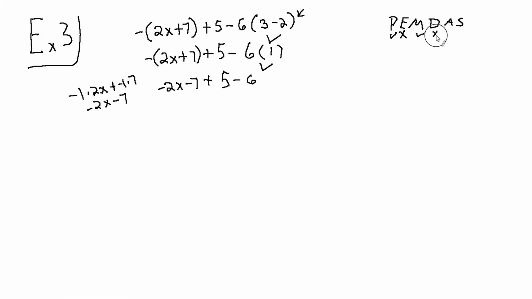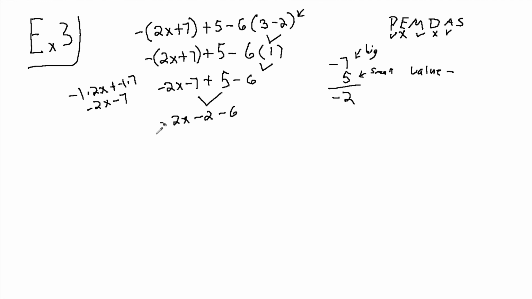Go ahead and do your adding and subtracting. You can do either one first. I like to do the adding first. Do the negative 7 plus 5. Negative 7 is a bigger number than 5, so your answer will be negative. Now just do the regular subtraction, and you get 2, so you get negative 2. Bring everything else down. You get negative 2x minus 2 minus 6.